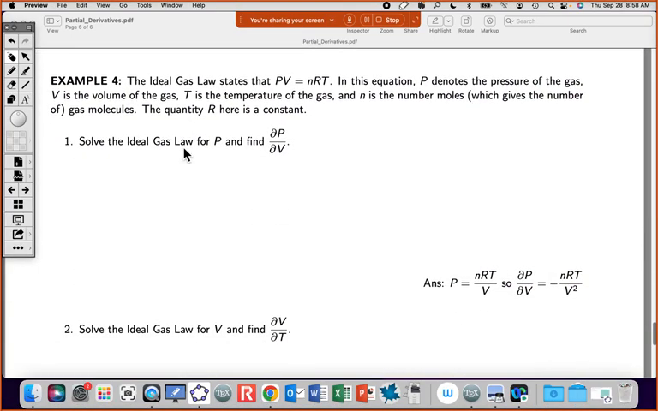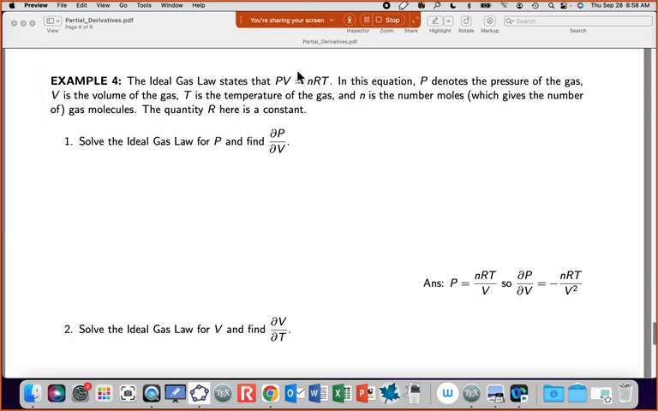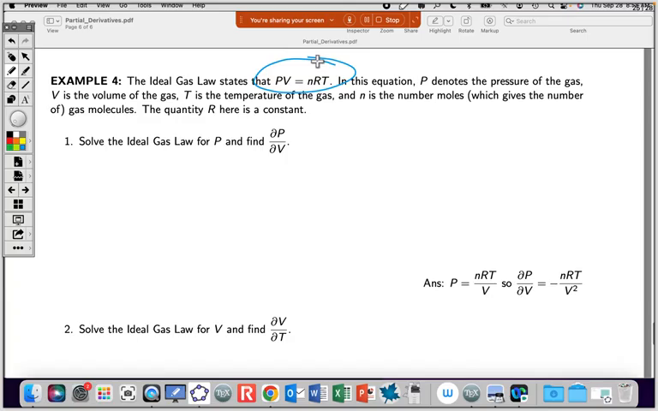All right, the last one here. Does anyone recognize this? Have you had chemistry classes? Principles of chemistry, something like that? You remember this one?